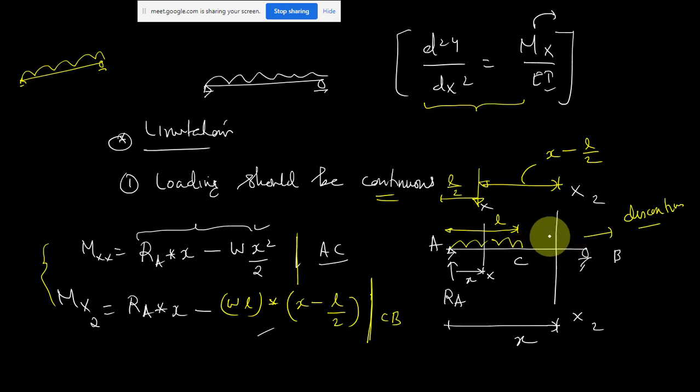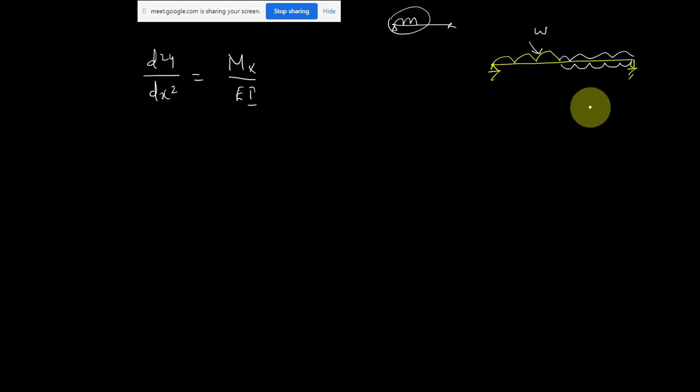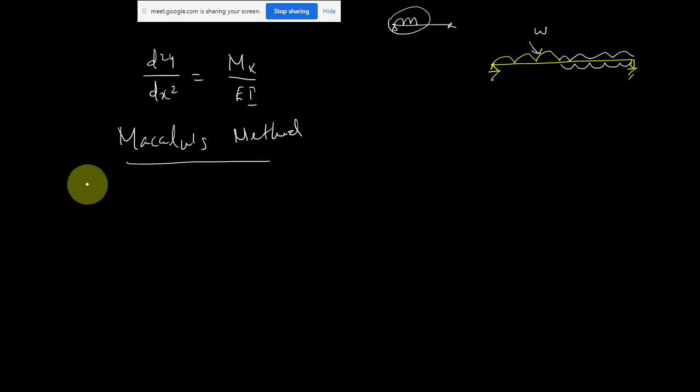So to make it continuous, you have to apply an equivalent opposite UDL like this for this example, so that it will become continuous. So now I can write a single equation for the entire beam. So for that, first you make your loading continuous, then apply Macaulay's method. So we can use this method even though your loading is discontinuous.